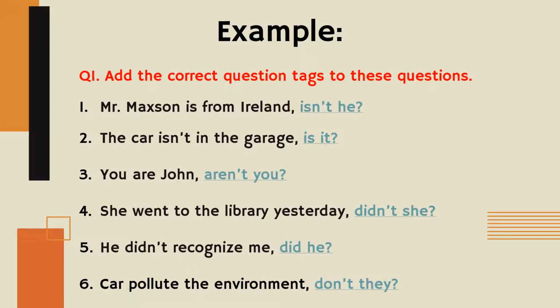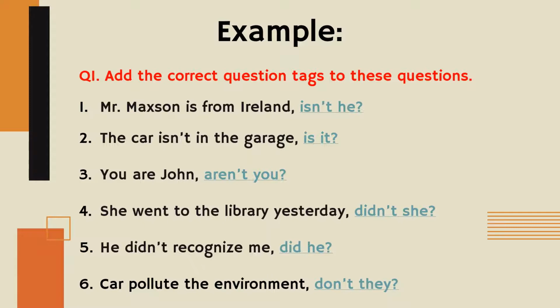Example: add the correct question tags to these questions. So here the question tags are already added. So let us see few examples. First one is Mr. Maxon is from Ireland, isn't he? So Mr. Maxon is a noun and the statement is a positive one.